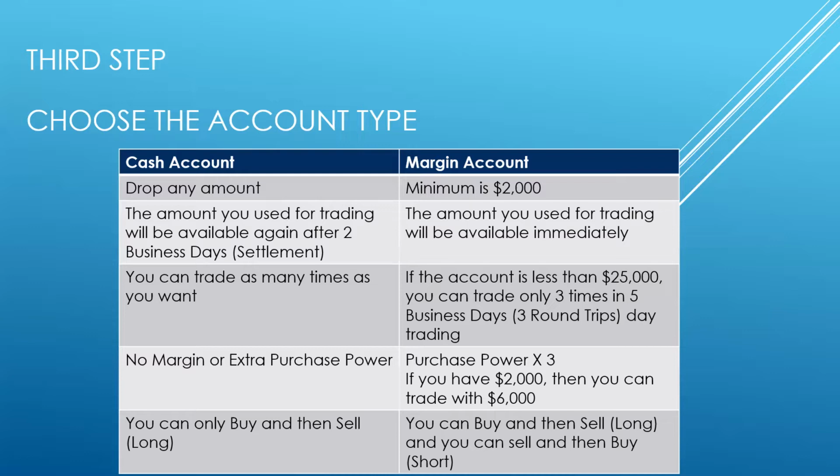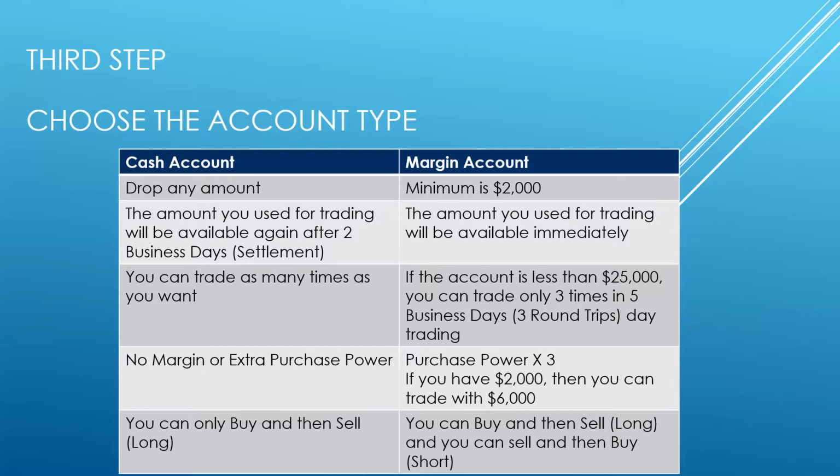While in the margin account, you don't have to wait at all. The amount you use for trading will be available immediately, which means you can buy 100 stocks of Tesla, then sell them if the price goes up, and then buy another 50 Microsoft stocks and then sell them again. So the amount will be available immediately.